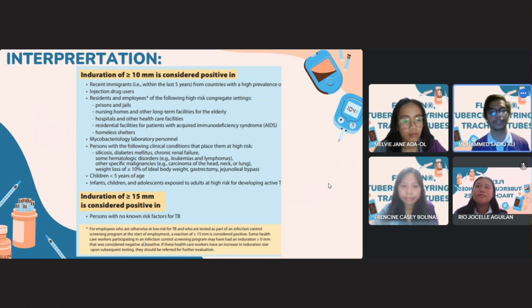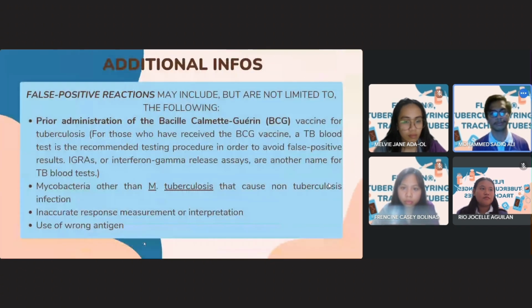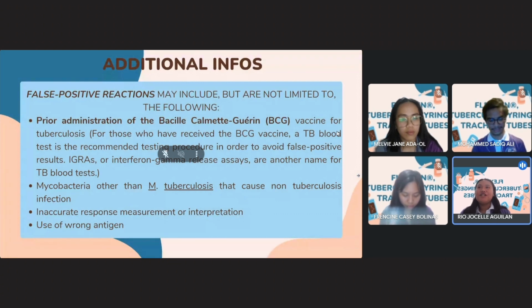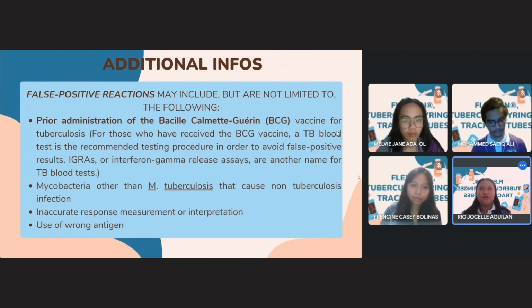If the induration is 15 millimeters or more, it is considered positive in persons with no known risk factors for tuberculosis. For additional information, false positive reactions may include but are not limited to prior administration of the Bacille Calmette-Guerin, or BCG, vaccine for tuberculosis. For those who have received the BCG vaccine, a TB blood test is the recommended testing procedure in order to avoid false positive results. IGRAs, or interferon gamma release assays, are another name for TB blood tests.